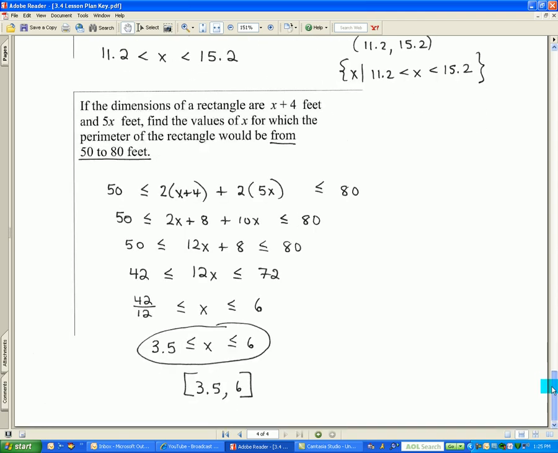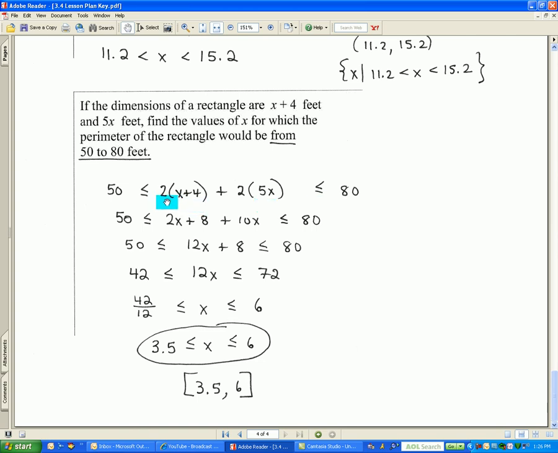And my final problem here is a worded problem. The dimensions of a rectangle are x plus 4 and 5x. Find the values of x for which the perimeter would range between 50 and 80 feet. Okay, 50 feet is my small number, 80 feet is my large number, so I'm sandwiched between 50 and 80. Notice the inequality signs always point to the left in a sandwich. The reason I put equals, even though this is up for debate, is that if I say from 50 feet, it may be exactly 50. It may be bigger, but it may be equal to, and the same with the 80.